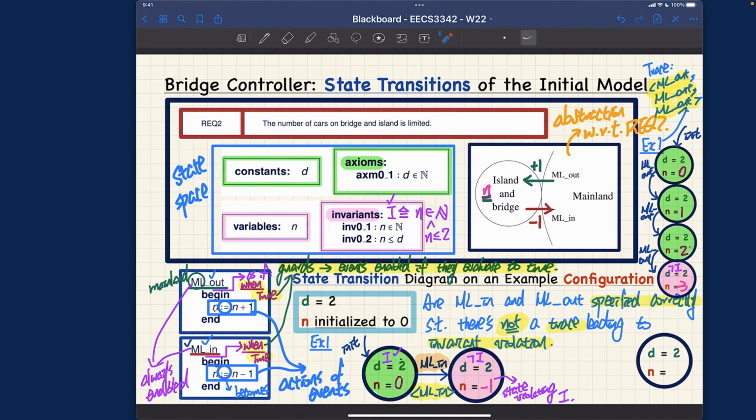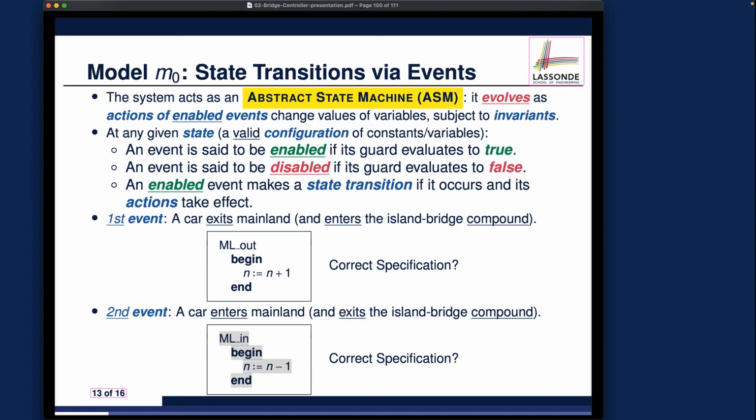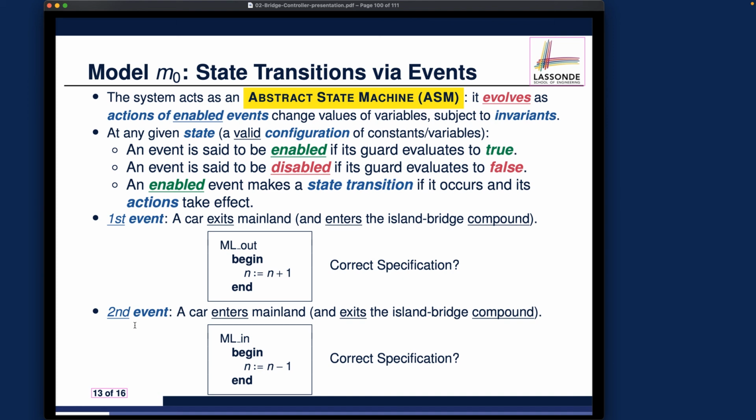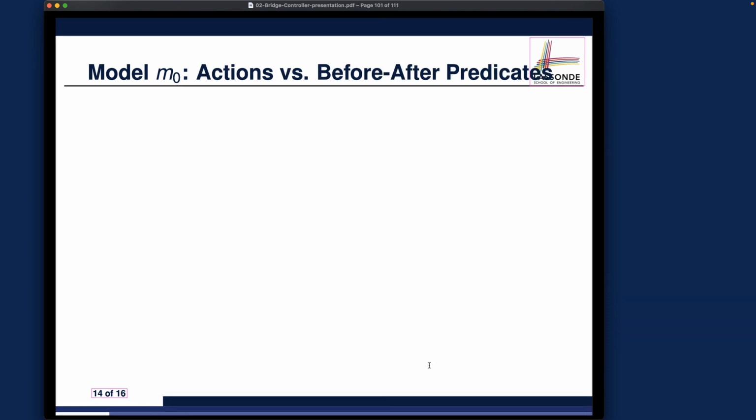That's actually quite important. Right, let me switch back to see if I miss anything. Actually, that's fine. So, correct specification, no. Correct specification, no. So we're gonna revisit the design over here later to also fix them. All right, that's something we'll do later. All right, so then the next part, I want to talk about briefly how we can formalize the actions of the events as before after predicates.